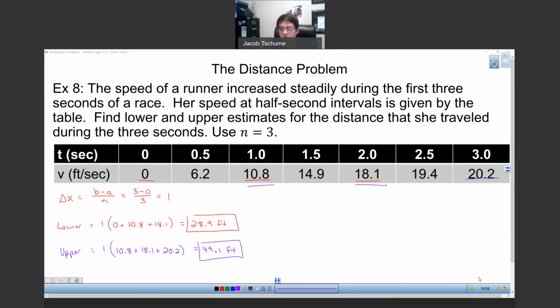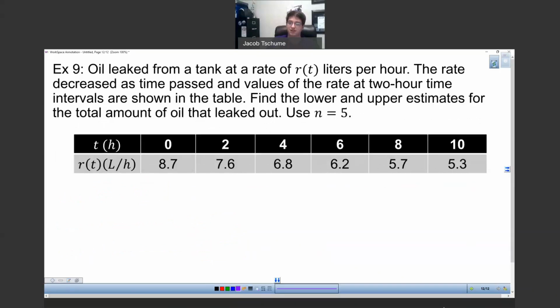And I have one last problem to do, and this video will be done. The other issue that we have students run into is that they don't actually pay attention, and they just assume that the left endpoint is always the lower and the right endpoint is always the upper. So I found a problem in your book that goes against that. All right. So let's do this one to wrap up this video.